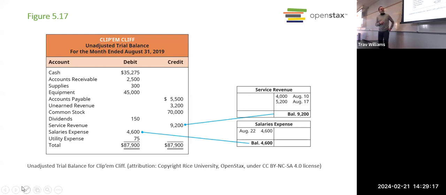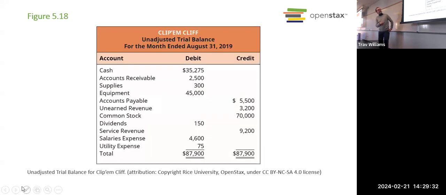Now, we can make the unadjusted trial balance by taking the balances in each of those accounts and then just putting them in this document, making sure all of our debit balances equal the total of our credit balances. Okay, so that's our unadjusted trial balance. This is step 4 in the cycle.